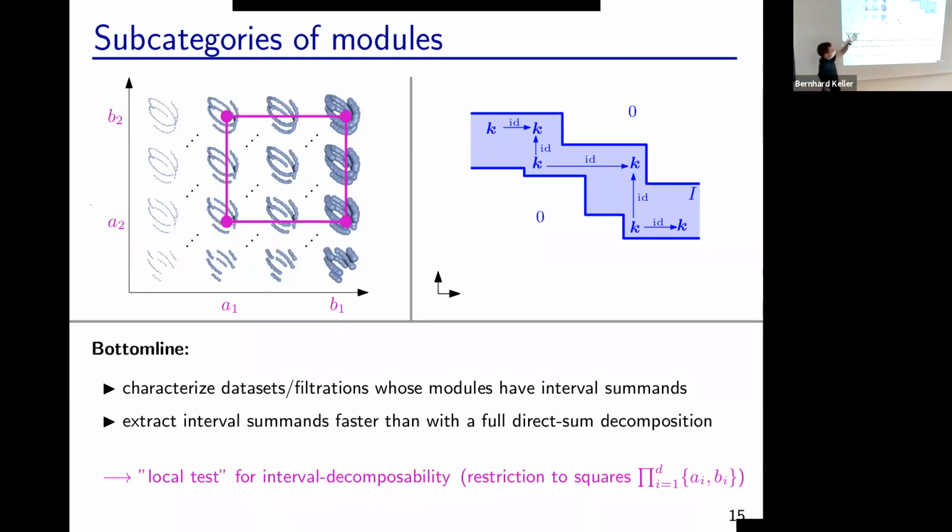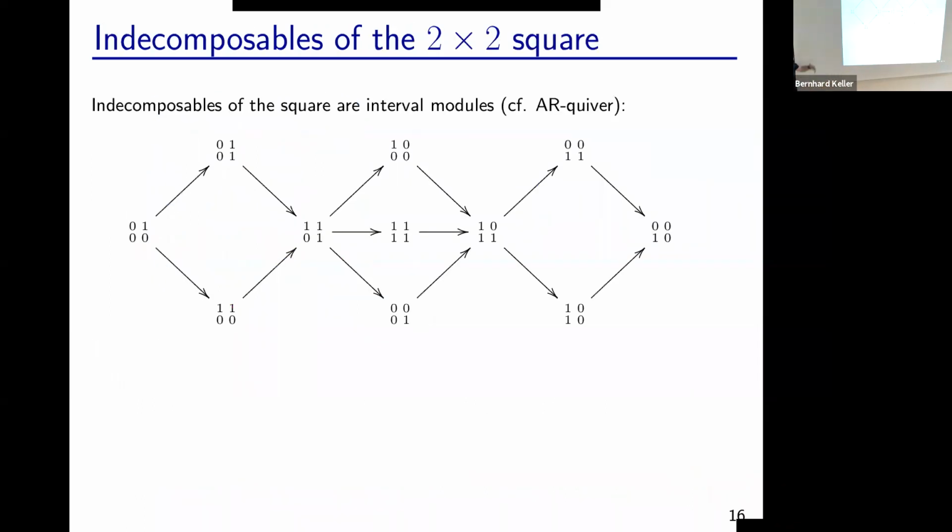If I do this, then I get a very simple, very small object that I can decompose, and I can look at its indecomposables. And can I infer anything about the big object, so the big module, from its restrictions to these squares? So to answer this question, let's look at the indecomposables of the square. And so let's look at the right-hand quiver of the square. So here you see the dimension vectors of all the indecomposables of the square. You see that all the indecomposables are thin. And in fact, they are all interval modules.